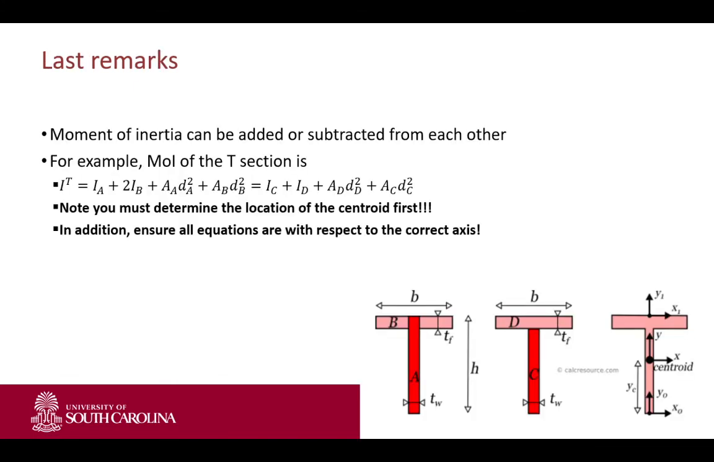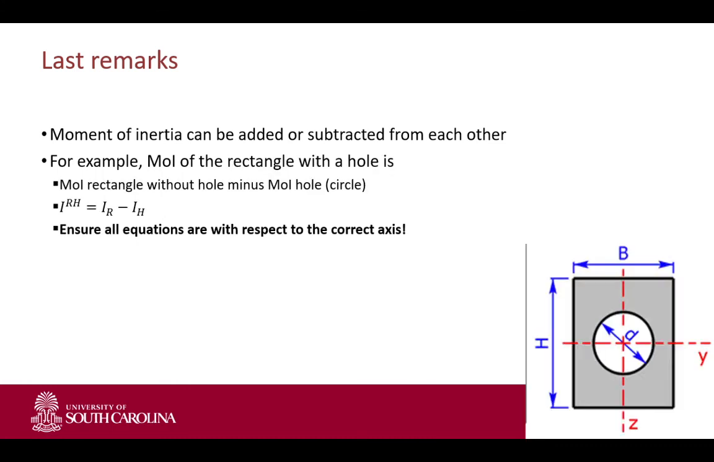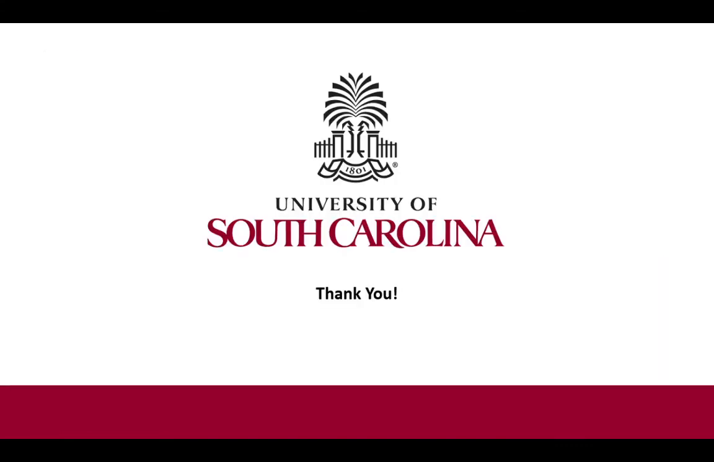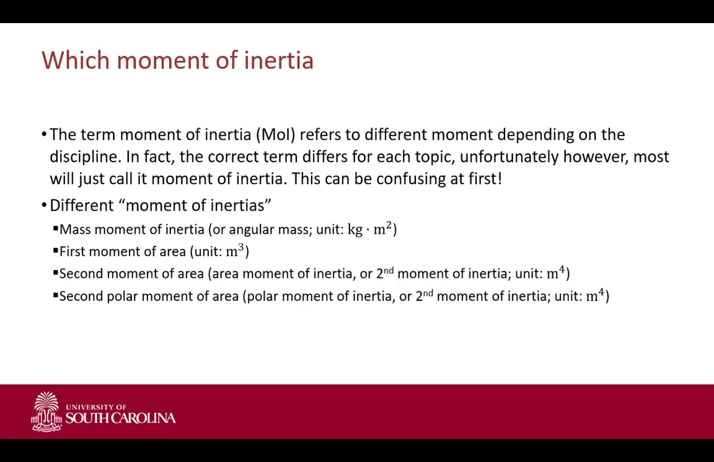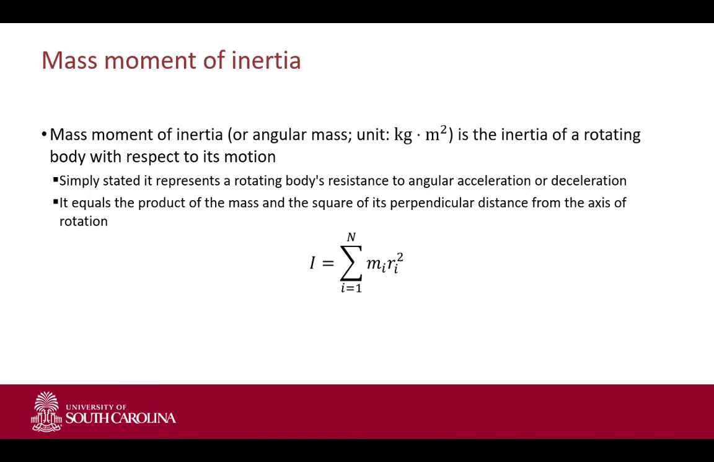And there are a couple of last remarks as well. Some additional slides are basically saying the same thing. Moment of inertia can be added or subtracted. And some definitions of other terms of moment of inertia you probably know of. So mass moment of inertia is basically when we're talking about rotating bodies with respect to motion. Often the units basically give away what we're talking about. So in this case, kilograms meters squared, and the second moment of area, units to the power 4. That's what we're basically talking about. And then you also have angular momentum.